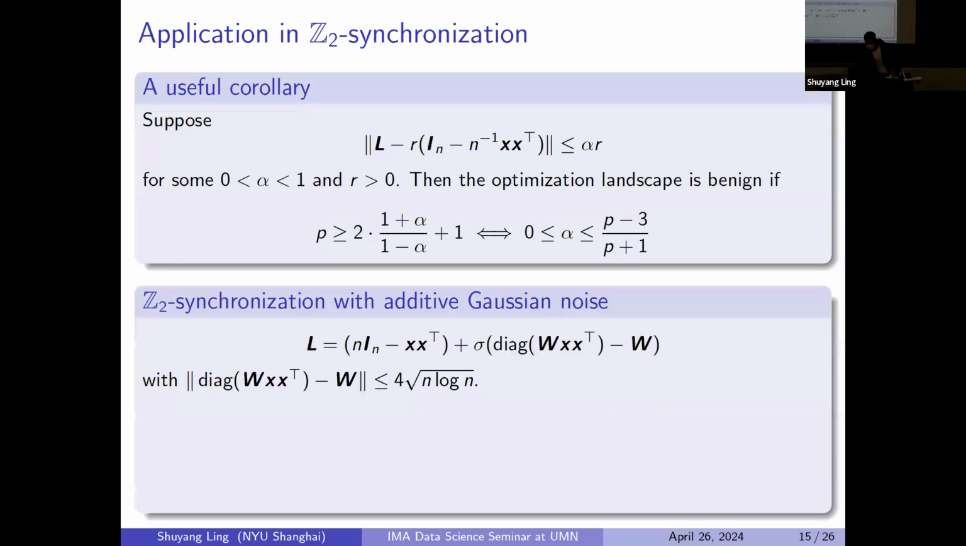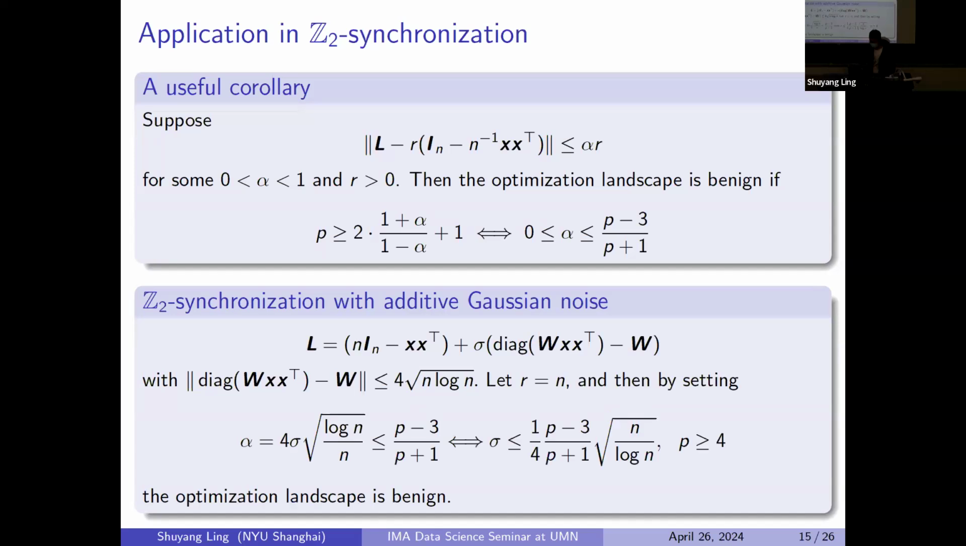Why it's interesting is because, for example, for the Z2 synchronization, this L can also be written in Z2 form. I can set R equal to N, and this part I can control by alpha times R. I just need to find out what alpha is. So alpha is basically the norm of the second part divided by N. If I want to apply this result, I can set alpha to be this divided by N. So that's what I get, smaller than (p minus 3) divided by (p minus 4).